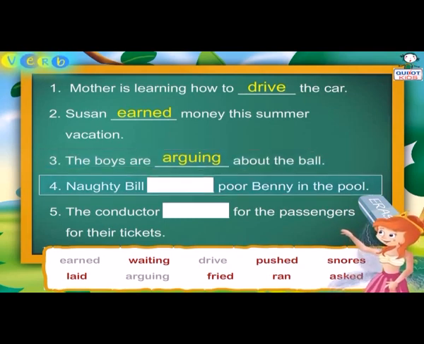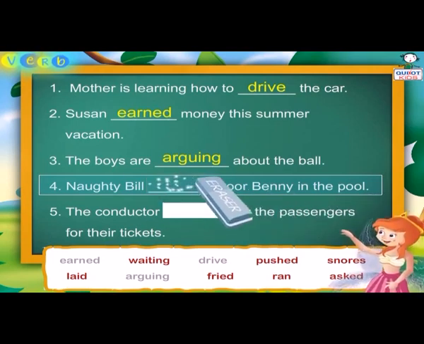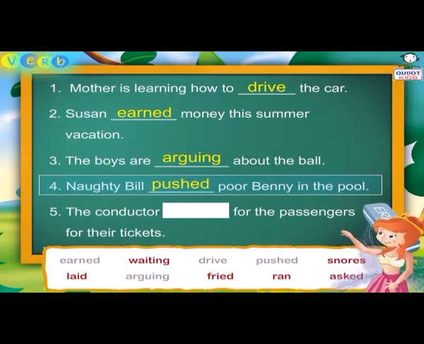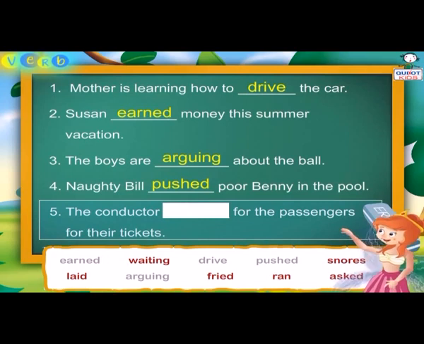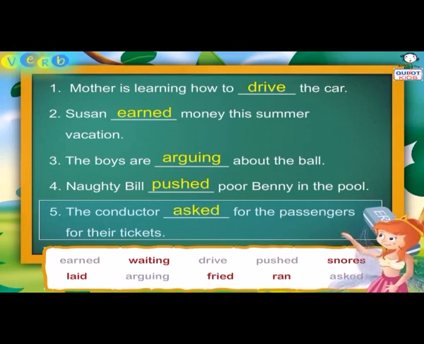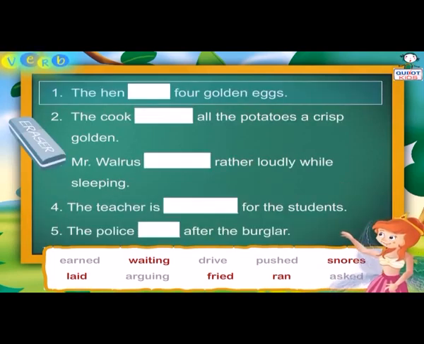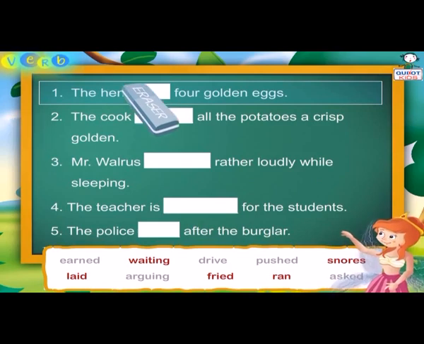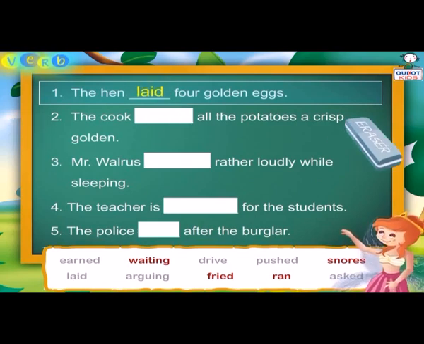Arguing is verb. Naughty Bill dash poor Benny in the pool. Push. Naughty Bill pushed poor Benny in the pool. Pushed is verb. The conductor dash for the passengers for their tickets. Asked. The conductor asked for the passengers' tickets. Asked is verb. The hen dash 4 golden eggs. Laid. The hen laid 4 golden eggs.